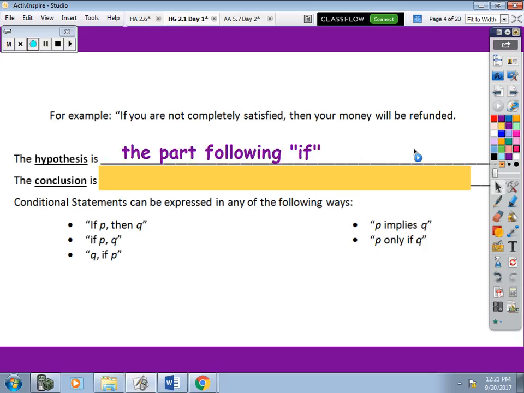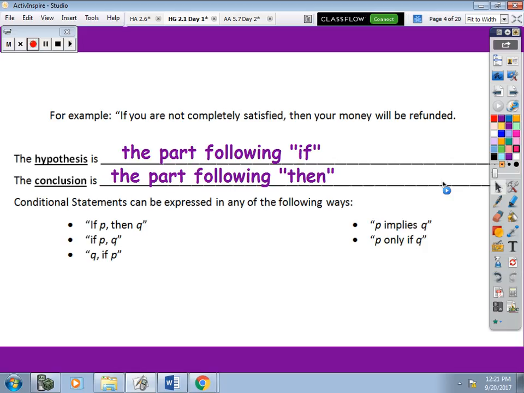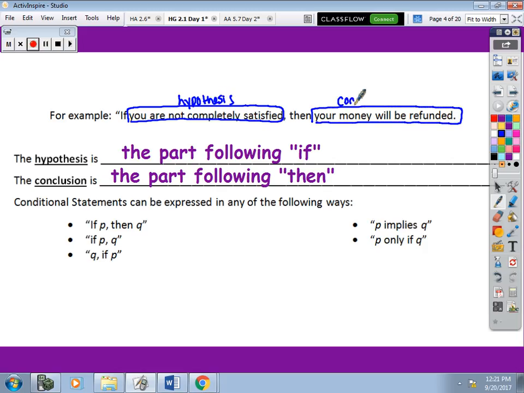So the hypothesis is the part following if. The conclusion is the part following then. So you are not completely satisfied is the hypothesis, and your money will be refunded is the conclusion. Now, the mistake students make is they think the hypothesis is always the first thing and the conclusion is always the second. That's not necessarily always going to be true.